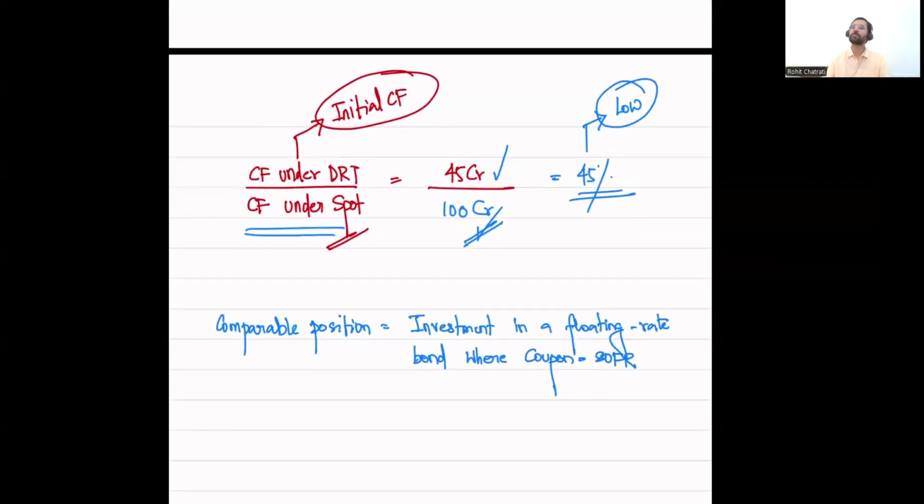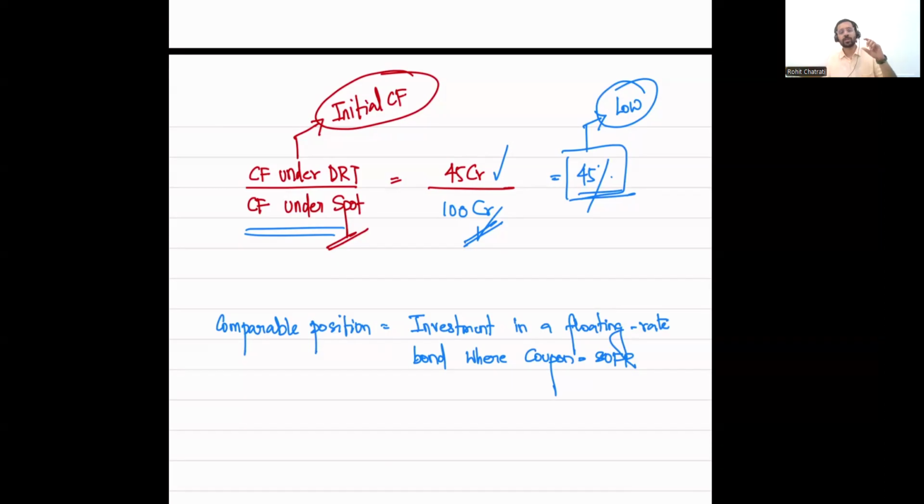I said that the comparable position in the spot market is basically an investment in a floating rate bond. An investment in a floating rate bond typically trades close to par. It's not necessarily going to be 100 crores, but it's going to be very close to 100, say 99 or 101 crores. So the percentage is going to be approximately 45 percent, and 45 percent is going to be considered a small percentage only.